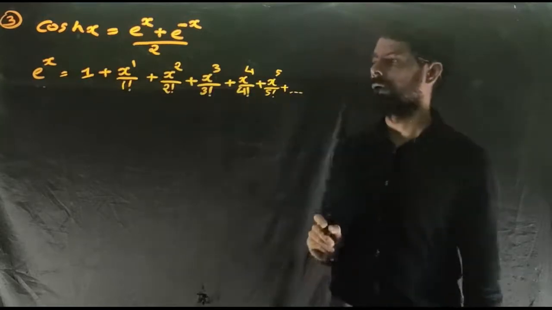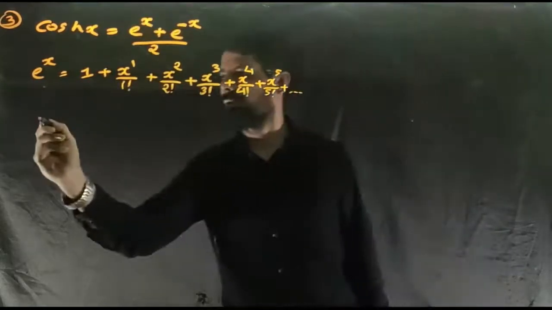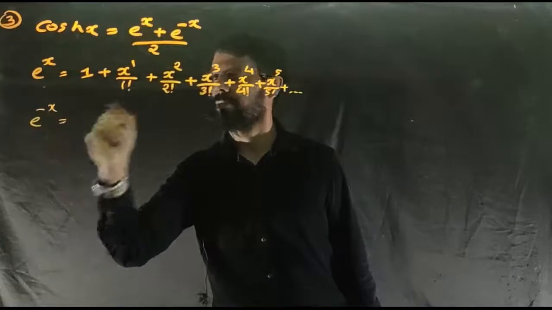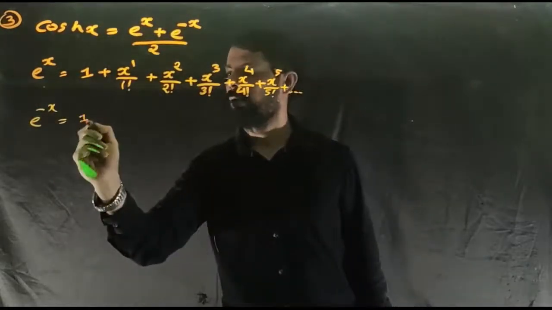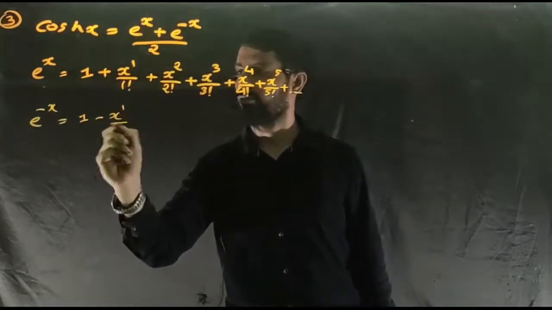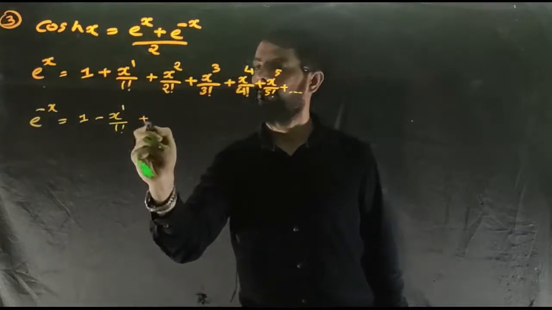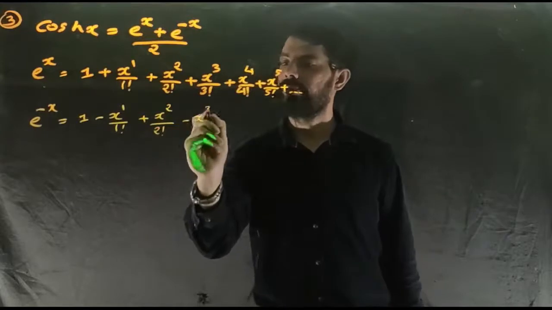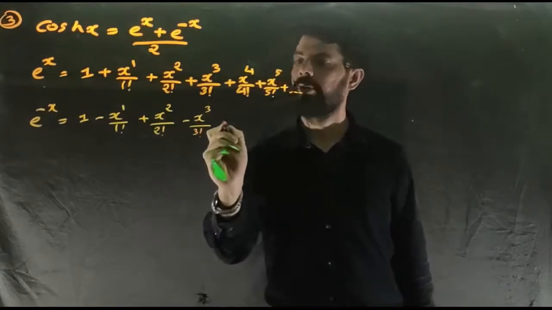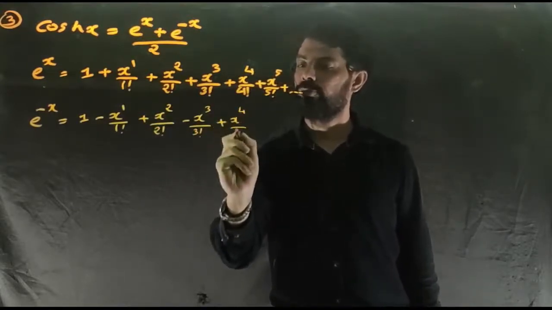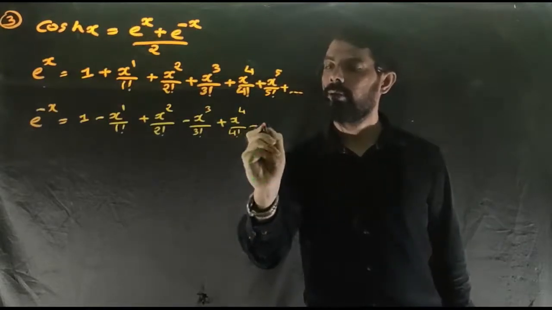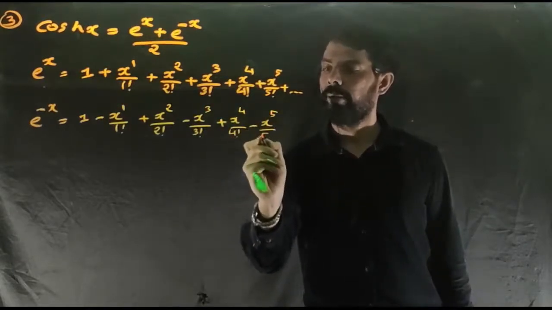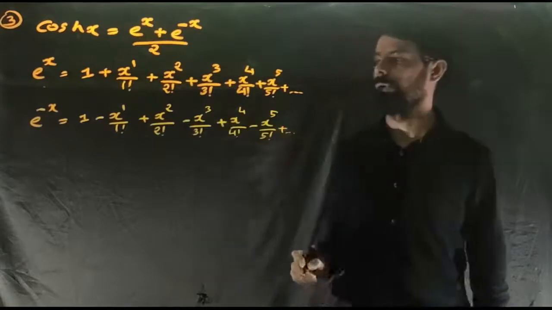And the Maclaurin series for e raised to minus x is given by 1 minus x raised to 1 by 1 factorial plus x square by 2 factorial minus x cube by 3 factorial plus x raised to 4 by 4 factorial minus x raised to 5 by 5 factorial plus so on.